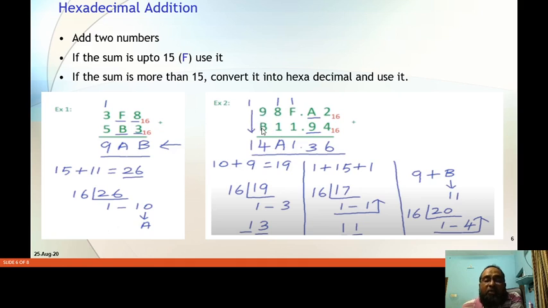Then 9 plus B. Of course, that is also more than 15, because B is 11. 11 plus 9 is 20. 20 in hexadecimal is 14. Write 4 here and 1 is the carry. That is how we can do the hexadecimal addition.